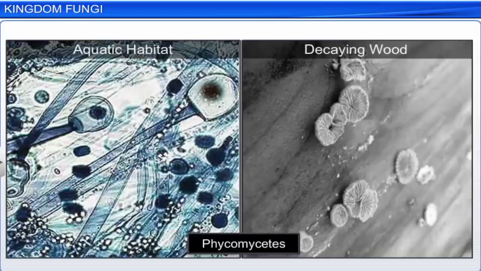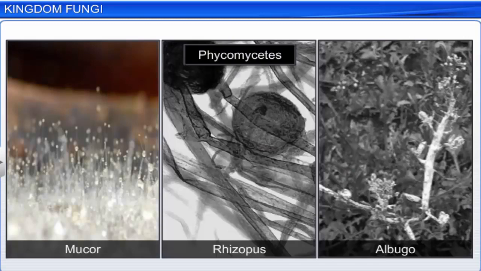Phycomycetes are found in aquatic habitat, decaying wood in moist places, and as obligate parasites on plants. Mucor, Rhizopus, and Albugo are examples of Phycomycetes.